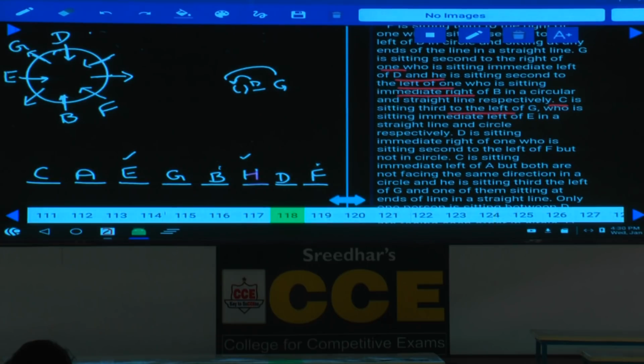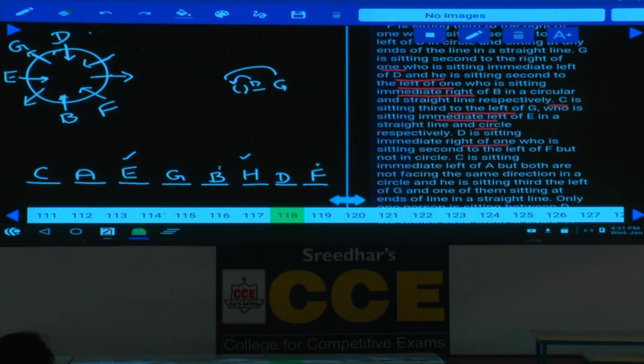C is seated third to the left of G, G who is to the immediate left of E in a circle. That information is not required. Anyhow, we have that information.